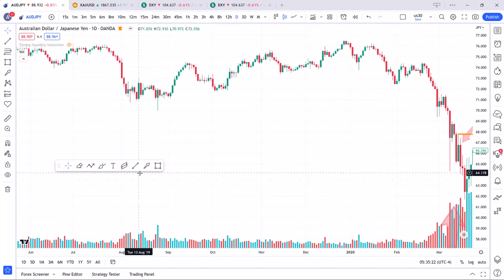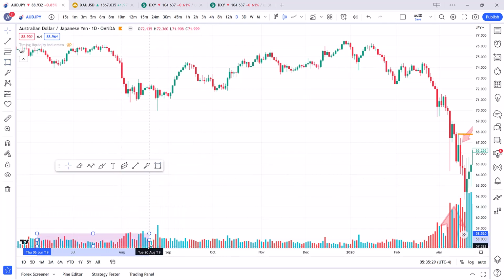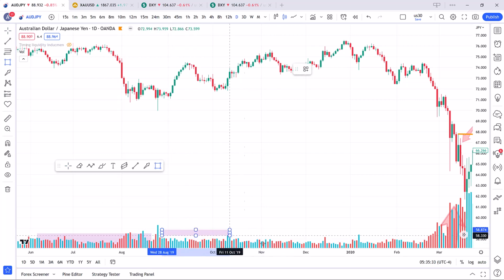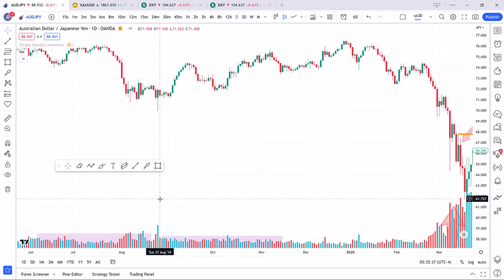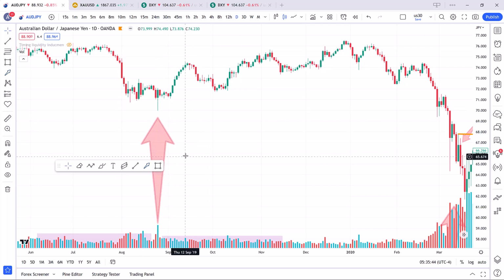You can see that before this high volume node, and after this high volume node, we have a candle that is a very powerful confirmation for buys, and that is an absorption candle. What does absorption mean?